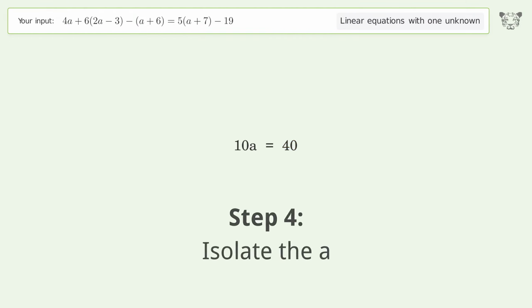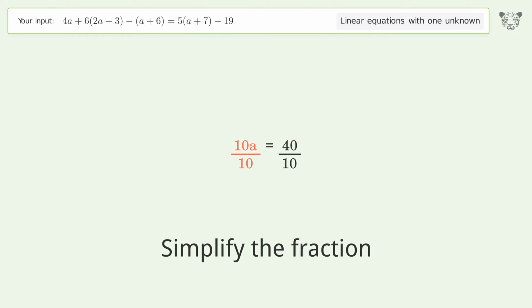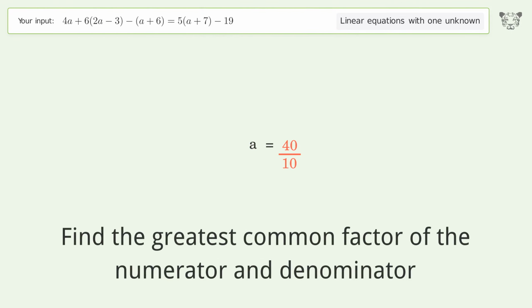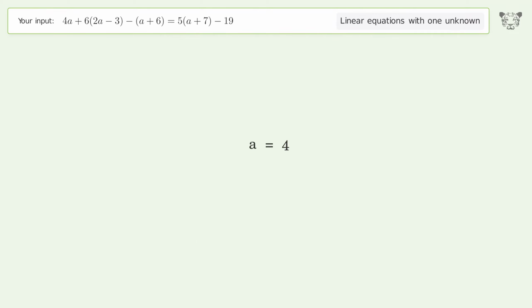Isolate the a. Divide both sides by 10. Simplify the fraction. Find the greatest common factor of the numerator and denominator. Factor out and cancel the greatest common factor. And so the final result is a equals 4.